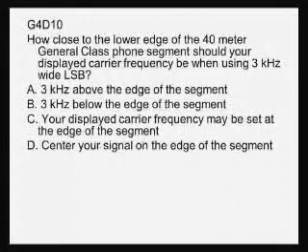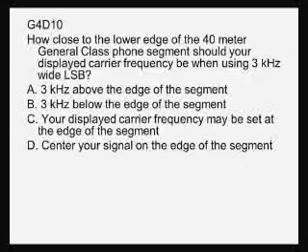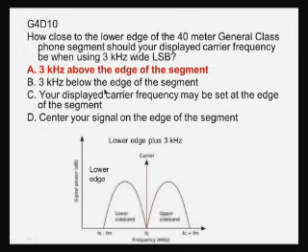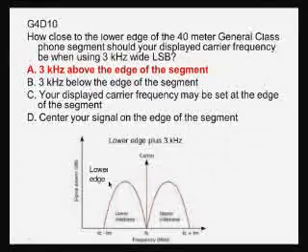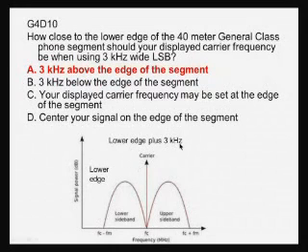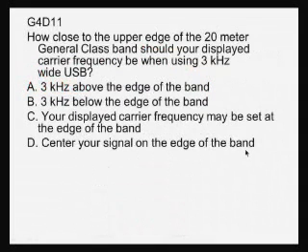How close to the lower edge of the 40-meter general class phone segment should your displayed carrier frequency be when using 3 kilohertz wide lower sideband? The closest you want to go to that bottom segment is 3 kilohertz above the edge of the segment. Okay, because if you go any lower than that, you're going to have signal hanging off the edge of the segment here. So this is going to be the lower edge plus 3 kilohertz for your carrier.